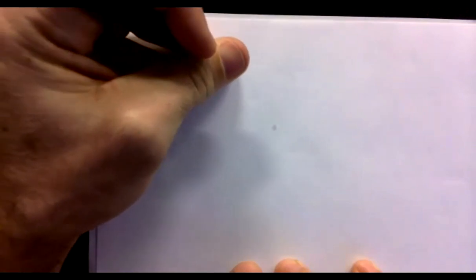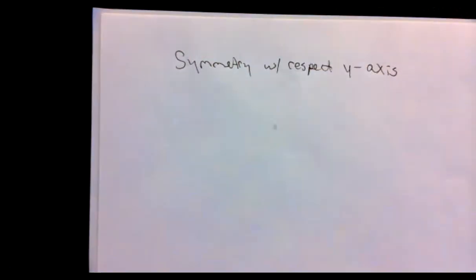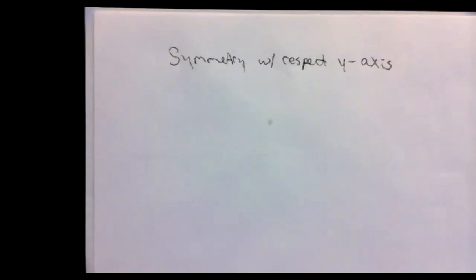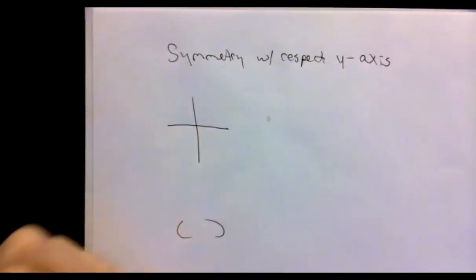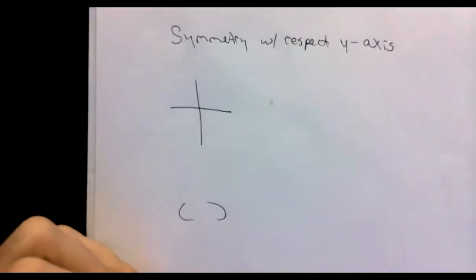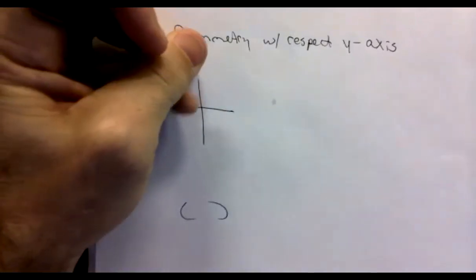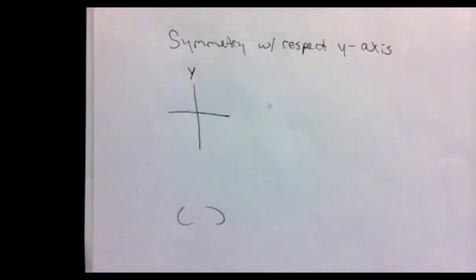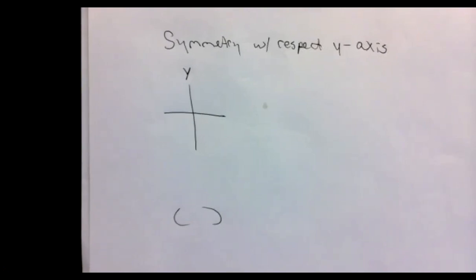Okay, same concept, but we're going to change this up, and we're going to talk about symmetry with respect to the y-axis. And again, they're going to do all three things. They're going to give you a graph. They may give you a coordinate. They may give you a function. Just now we're talking about the vertical axis, the y-axis. Everything else basically stays the same.